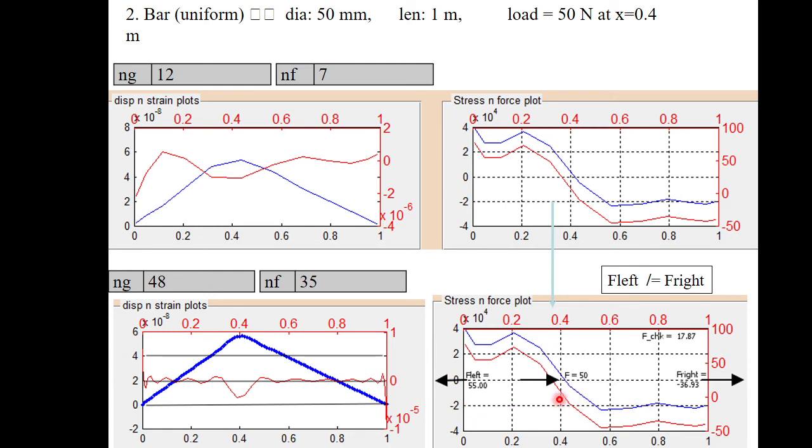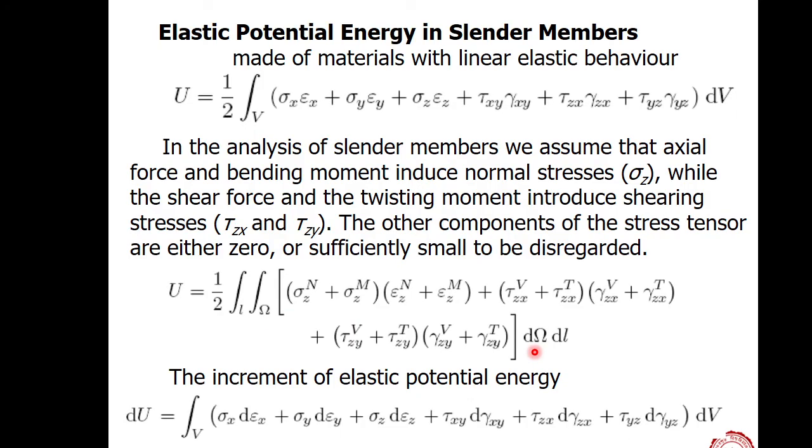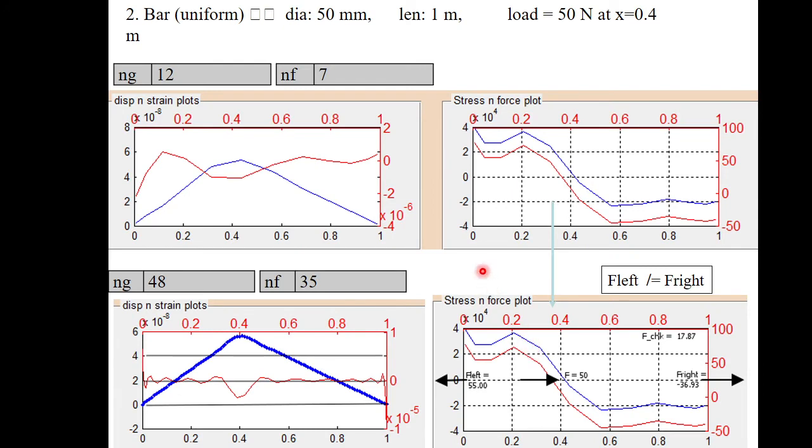At 0.4 we have some loading, then this is some value here, some value here. There should be a matching altogether, that is also there. So some error is there in the result.